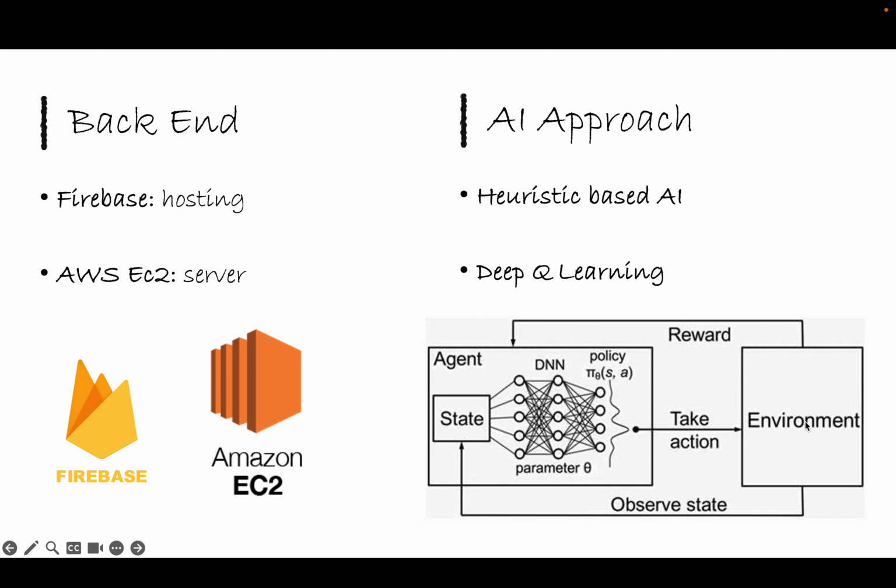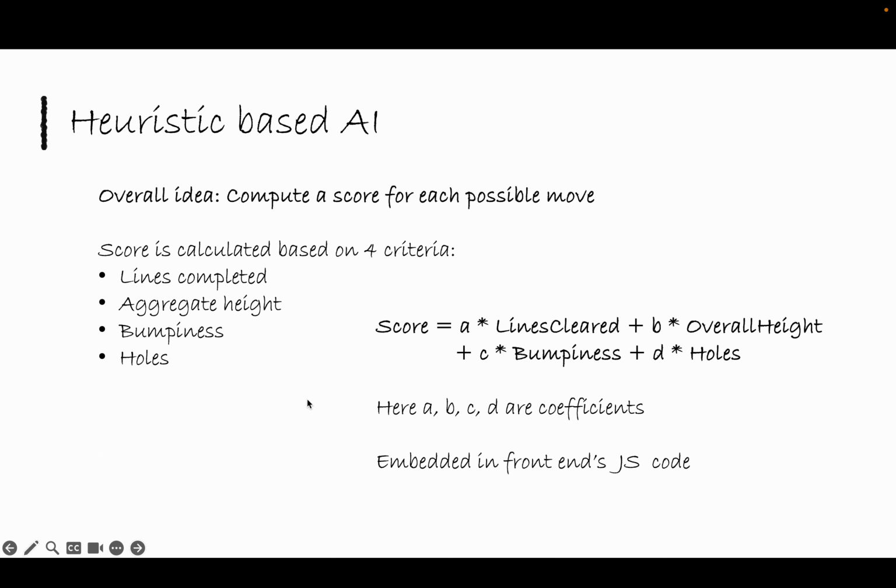DQN mainly consists of two components. One is the environment and the other one is an agent. The agent observes the environment and takes action, and based on the action the agent takes, the environment gives back rewards, which is also the response. And based on the response, the agent updates its neural network's parameters using back propagation or gradient descent.